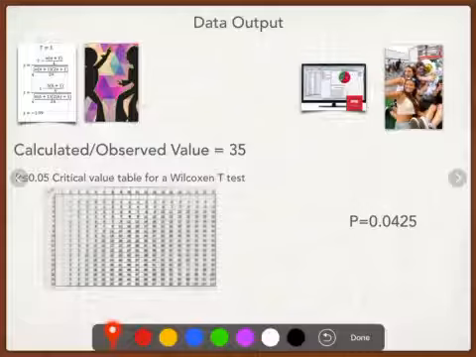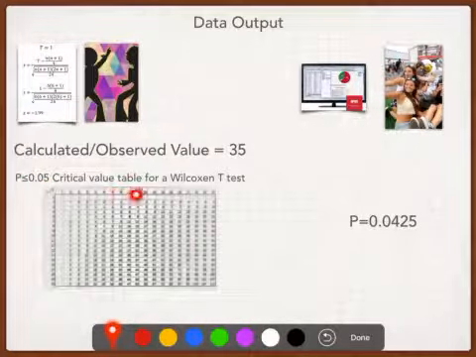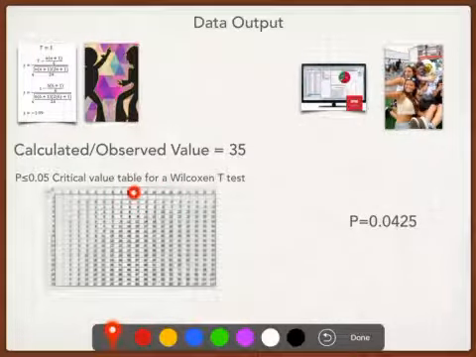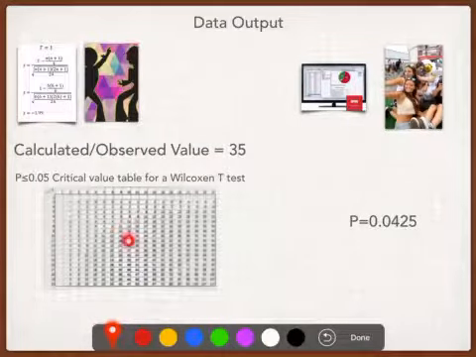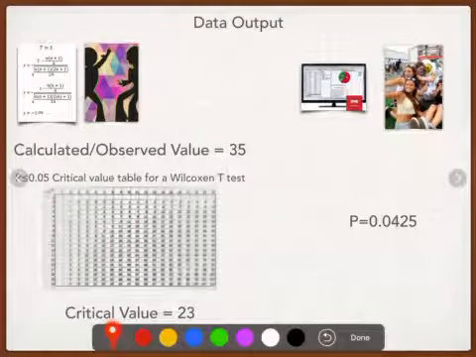There were different tables for different levels of significance. So this is for P is equal to or less than 0.05. And you find your critical value by going along the top here for your number of participants in one group, your number of participants in the other group down this side, and where the two met in the middle, you would find your critical value. Okay, so in this case, let's pretend the critical value was 23.